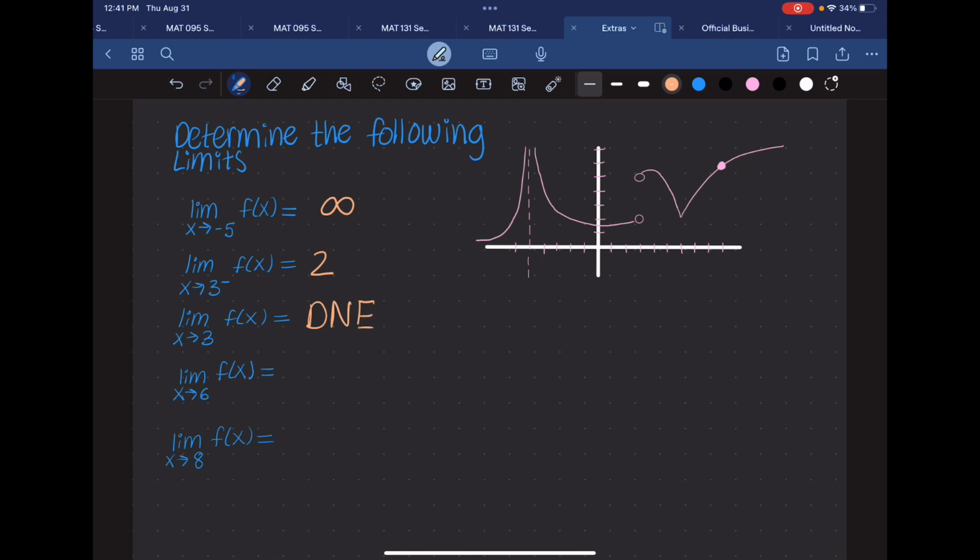Next, we have the limit as x goes to 6 of f of x. That's going to be right here. And so I look as I'm approaching from the left and as I'm approaching from the right, am I getting the same value? Well, that means I'm following along this piece, and it looks like I'm getting the same value right here, which looks like it's right at 2 again.